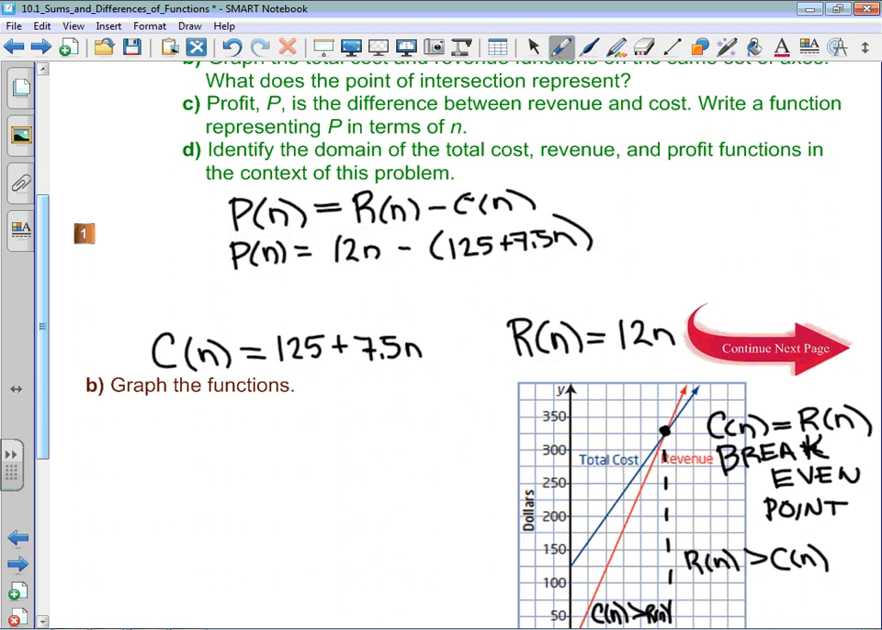Well, that means that profit as a function of n, and here is where we run into a bit of a problem because n is actually being defined two different ways.